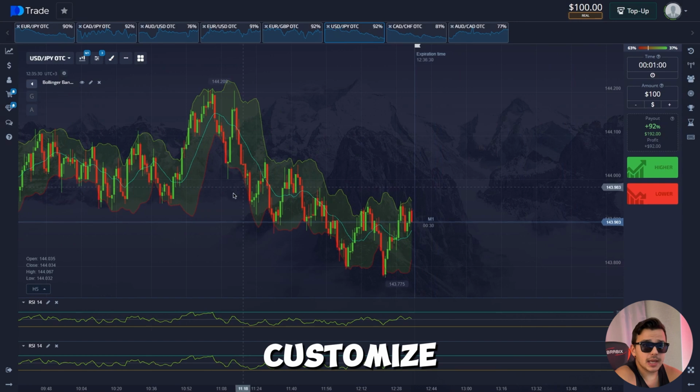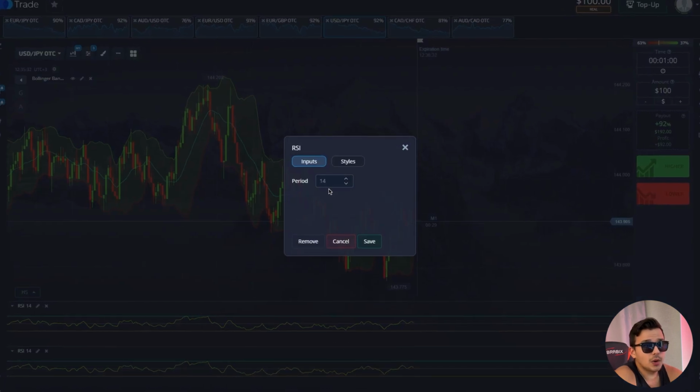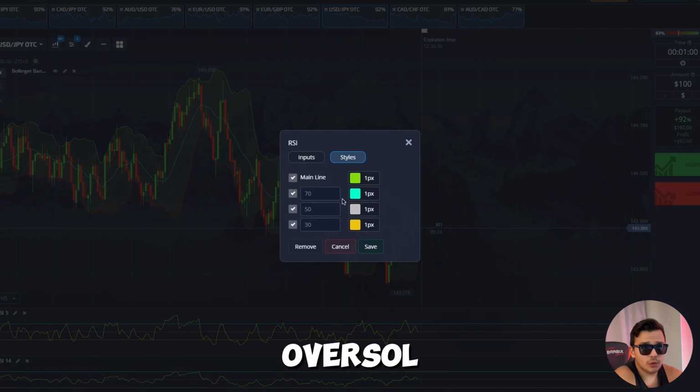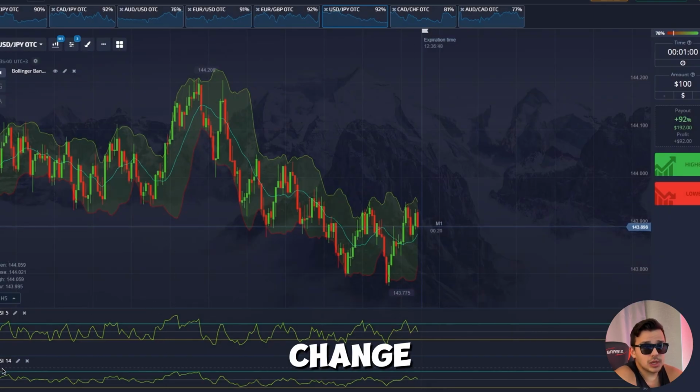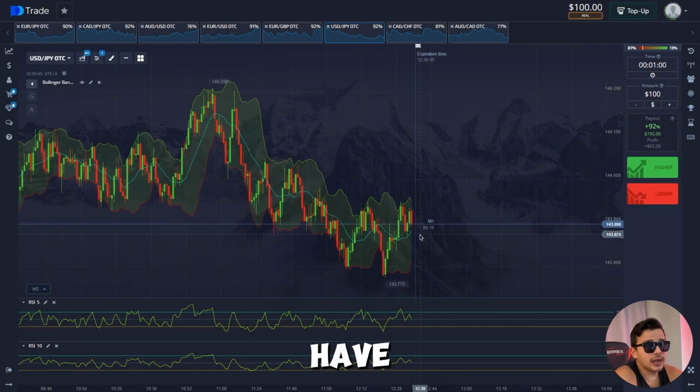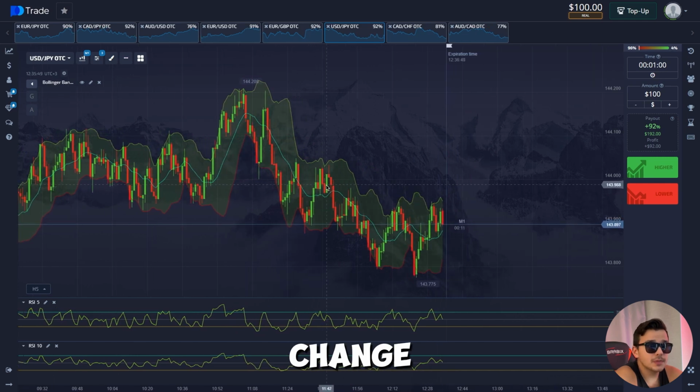Next, we customize our RSI oscillators. We will have one with period 5. We leave the overbought and oversold areas at 70 and 30. We don't change anything more. The second RSI will have period 10. Also the oversold and overbought areas we don't change.